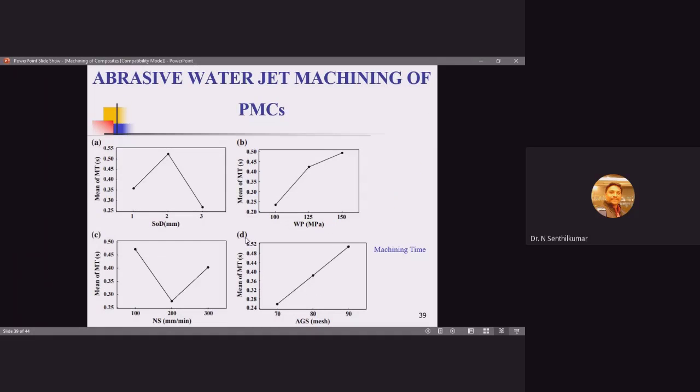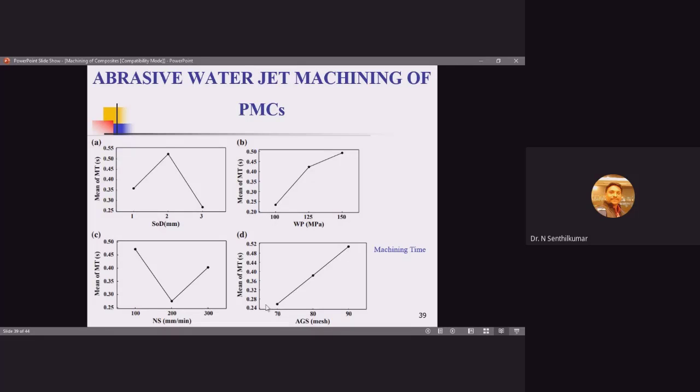So this is the case of machining time. The machining time will be higher for moderate values. So that is what he has provided. With workpiece pressure, with a higher pressure, the machining time is going to be higher. Then the nozzle speed: with less nozzle speed, the machining time is higher. But with moderate speeds, the machining time is lower. So machining time increases with higher abrasive grain size.